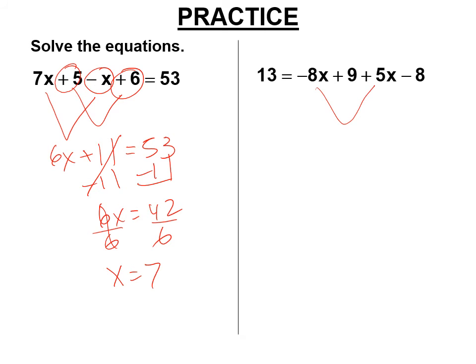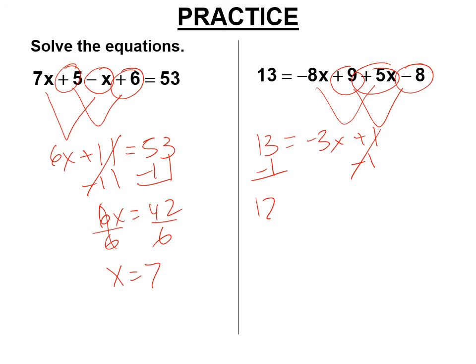Here you have negative 8x plus 5x. That's negative 3x. 9 minus 8, right, is positive 1. So 13 equals negative 3x plus 1. So I have to get rid of a negative 3x. Whoops, I'm forgetting what I'm doing. That's a two-step, right? You get rid of the constant. So you subtract 1 from both sides. You get 12 equals negative 3x. You divide both sides by negative 3. Negative 4 equals x.